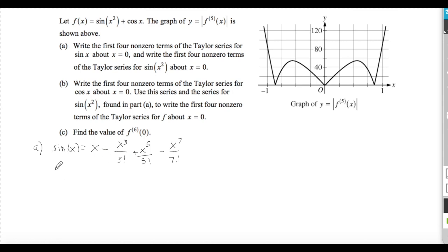Oh, well, if this is sine of x, then for the sine of x squared, I would just substitute in x squared for these things. So I get x squared minus, let's see, that'd be x squared to the 3rd, so that'd be x to the 6th over 3 factorial, plus x squared to the 5th, that'd be x to the 10th over 5 factorial, right? Minus x squared to the 7th, that's x to the 14th over 7 factorial.